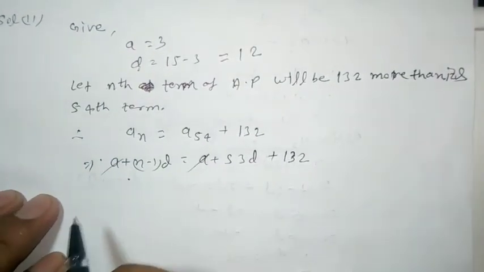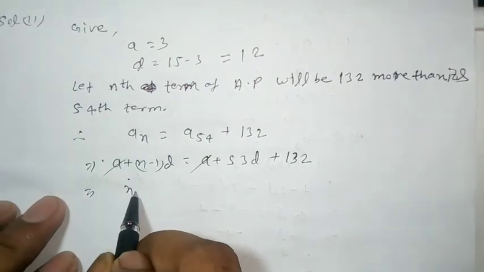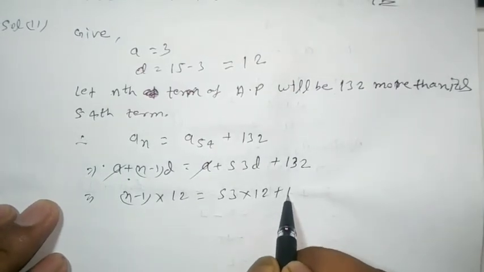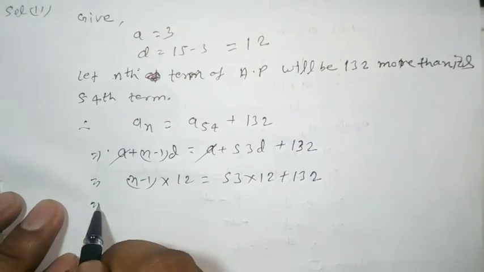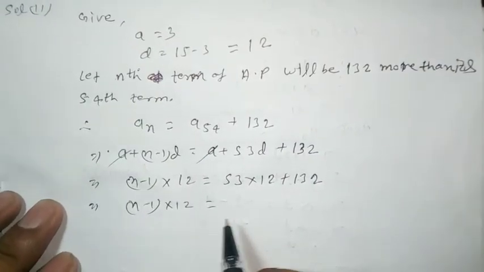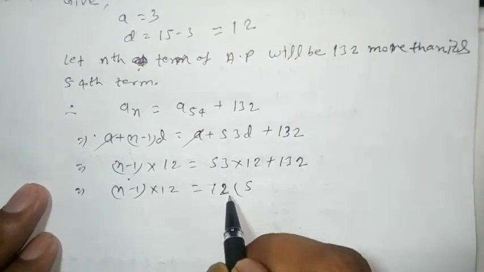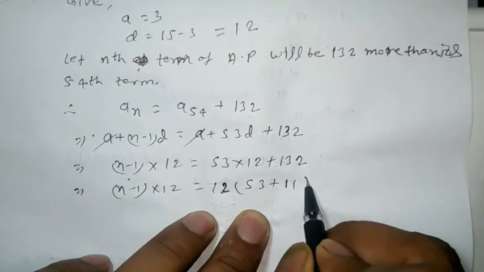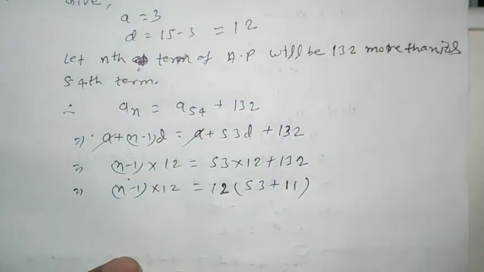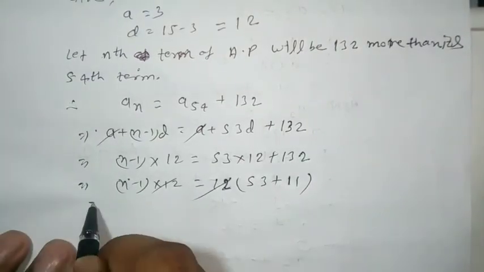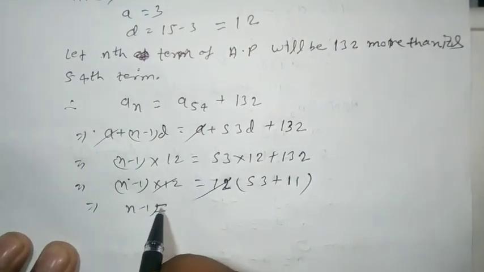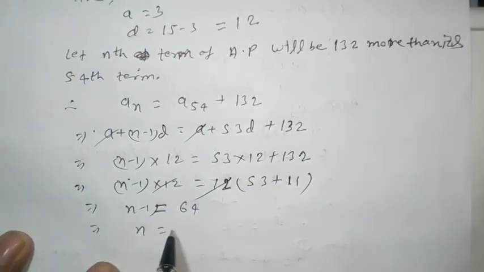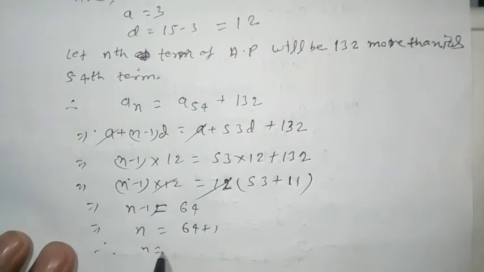A cancel, implies n minus 1 into D is equal to 53 into D plus 132, implies n minus 1 into 12 is equal to 53 into 12 plus 132. Now 12 is common, then we get 53 plus 11, 12 cancel, implies n minus 1 is equal to 64, implies n is equal to 64 plus 1, therefore n is equal to 65.